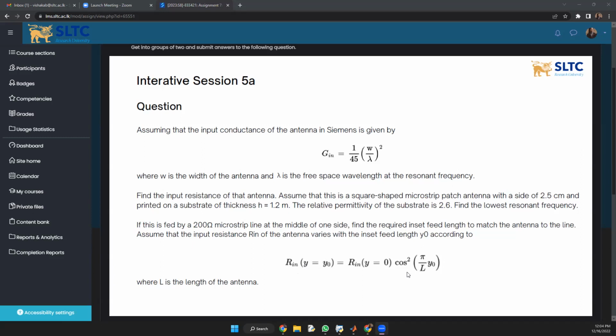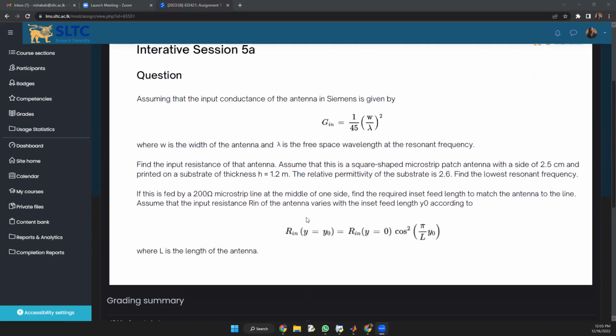Since we want to match the antenna impedance with the feed line impedance, we need to substitute the antenna impedance and feed line impedance into this equation, and then we need to find the inset feed length.